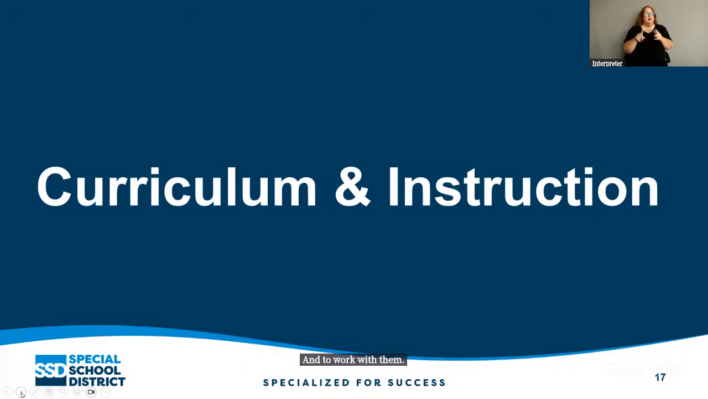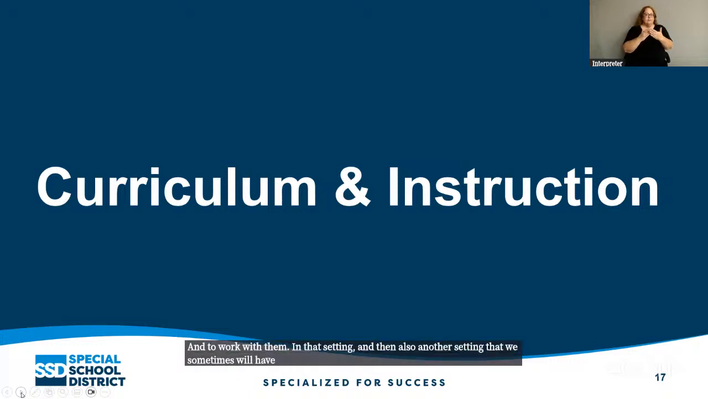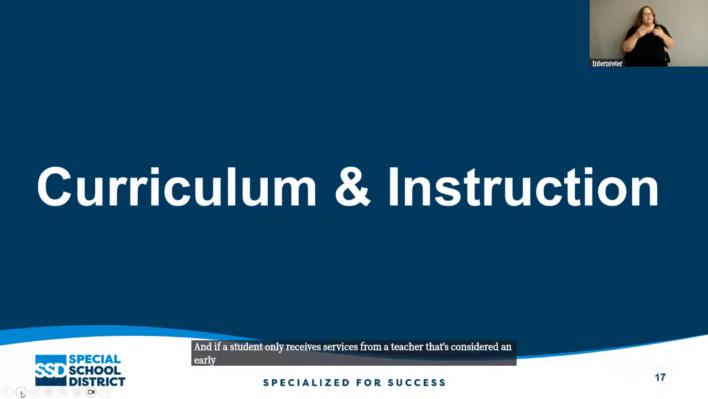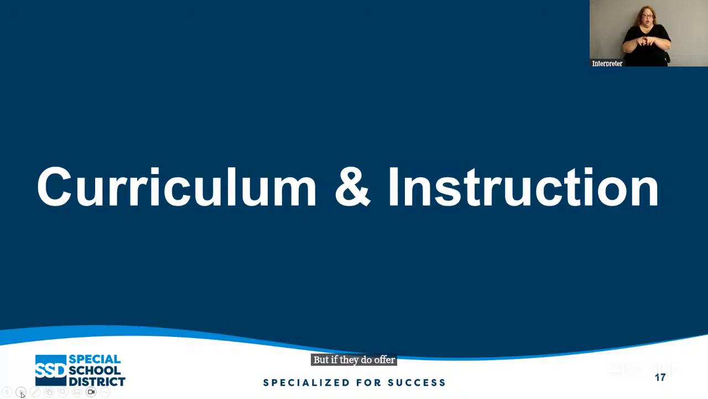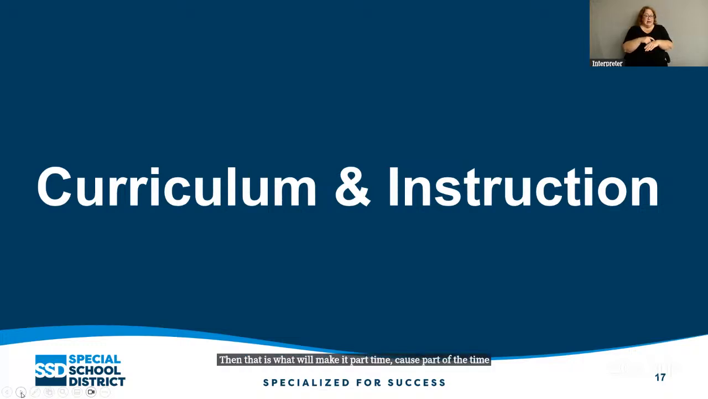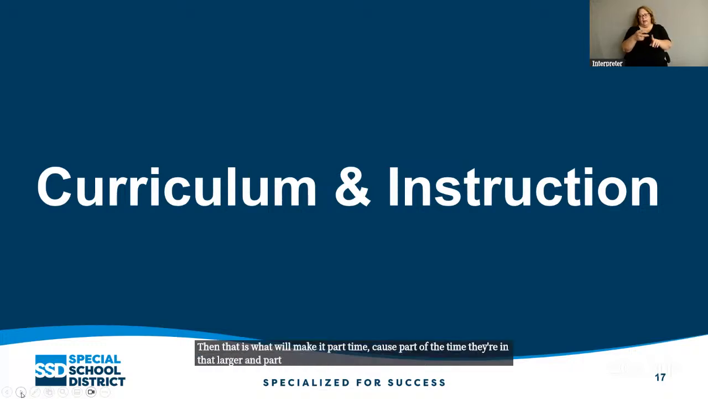Another setting that we sometimes will have is the part-time early childhood special education, where it will be team taught. If a student only receives services from a teacher, that's considered an early childhood setting. But if they also receive services from a speech pathologist or an occupational therapist, then that is what will make it part-time. Part of the time they're in that larger group setting, and part of the time they'll pull out and still work in a smaller group.